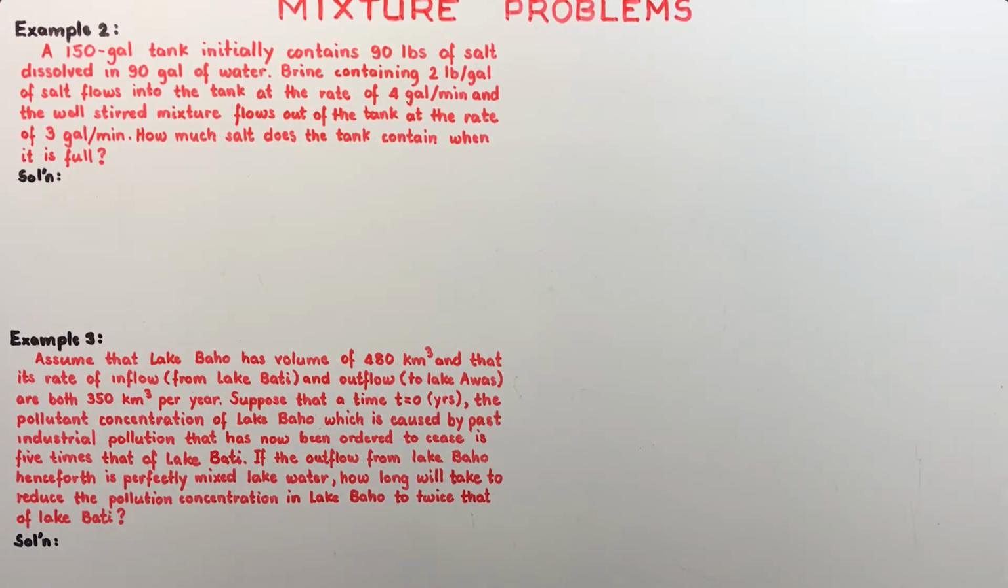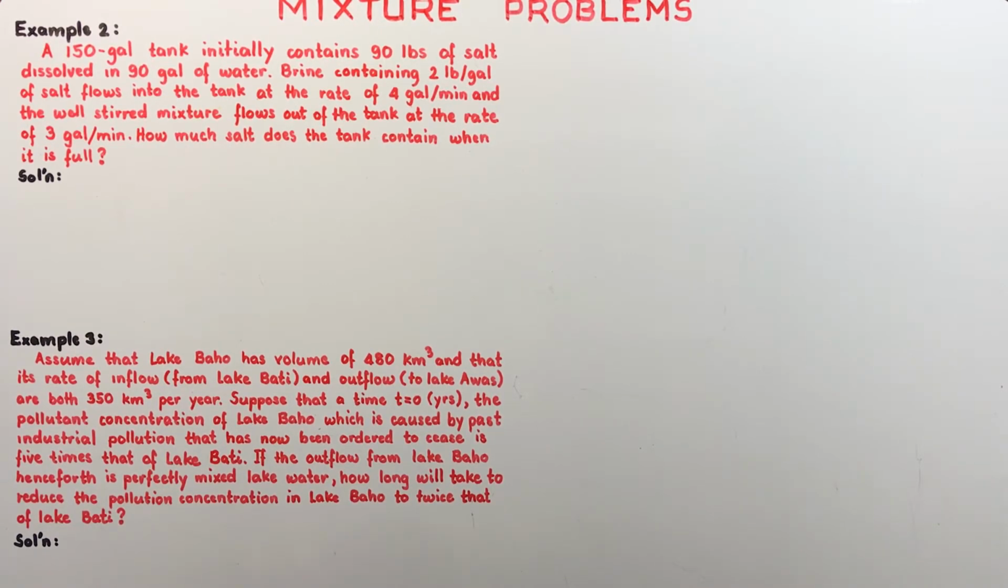A 150-gallon tank initially contains 90 pounds of salt dissolved in 90 gallons of water. Brine containing 2 pounds per gallon of salt flows into the tank at the rate of 4 gallons per minute, and the well-stirred mixture flows out of the tank at the rate of 3 gallons per minute. How much salt does the tank contain when it is full?